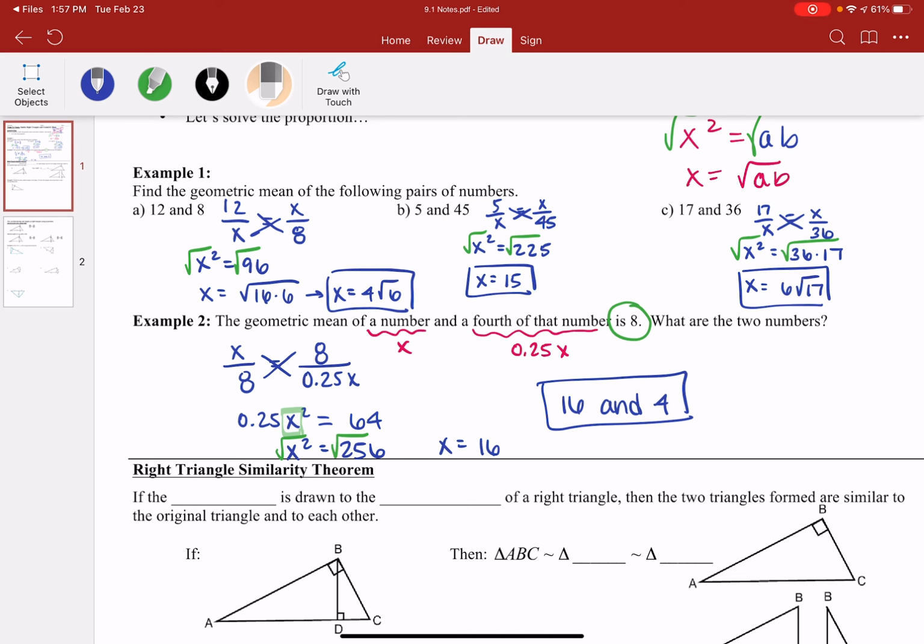All right, so that's all for this part of the video, and then in the next video, we're going to talk about right triangle similarity.